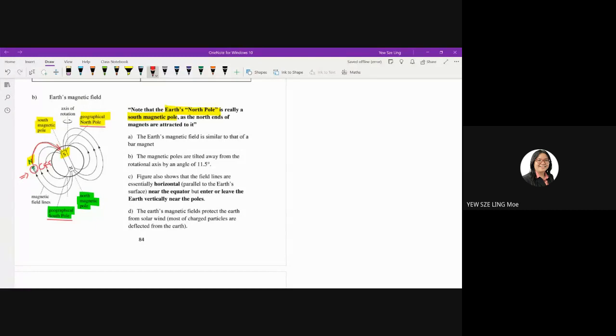So this compass, we have a magnet inside it. The North Pole is being attracted here, which represents that we have an opposite pole at this position.